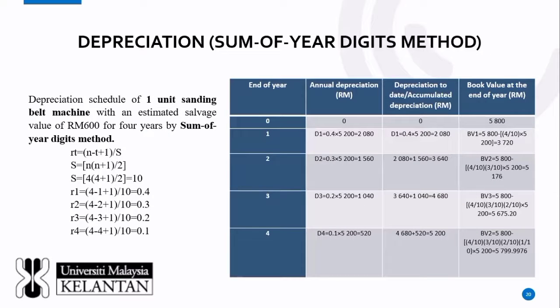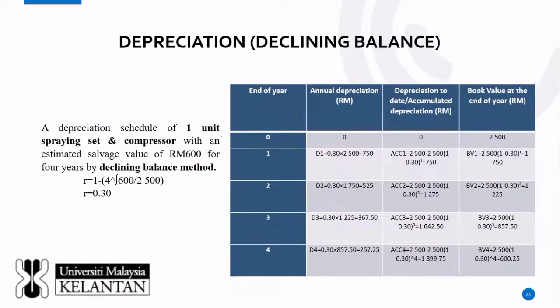Another part is also the sum of the digits method for 1 unit sanding belt machines. This one also, BV2 equals 5,800. 4 divided by 10, 3 divided by 10, 2 divided by 10, 1 divided by 10, times 5,200 equals 5,799.9976.